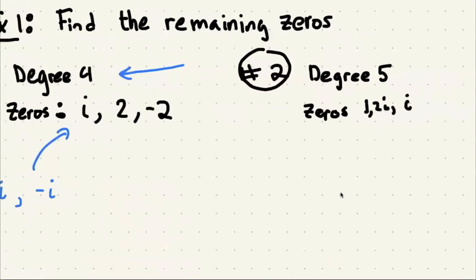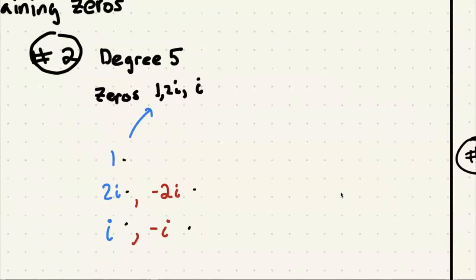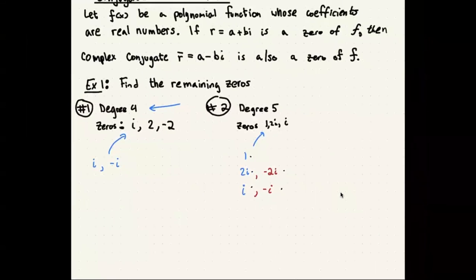All right, and here's another example. Now we have a polynomial of degree 5. We have the zeros 1, 2i, and i. Because of the conjugate pair theorem, we can find the remaining two zeros. Because we have positive 2i, we should also have negative 2i. And since we have positive i, we should also have negative i. All right, and those are the two remaining zeros. If you count them, that's 1, 2, 3, 4, 5 zeros for a polynomial of degree 5. That's what the conjugate pair theorem says.